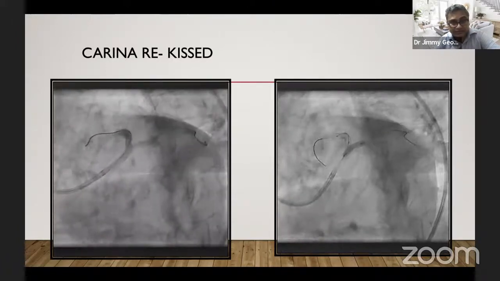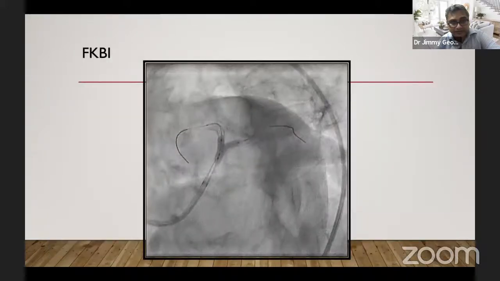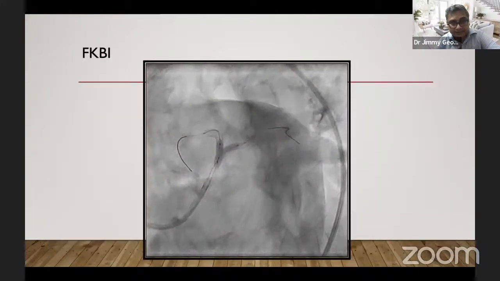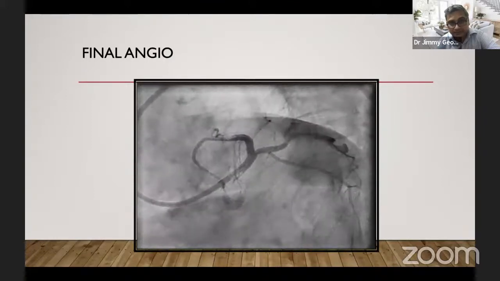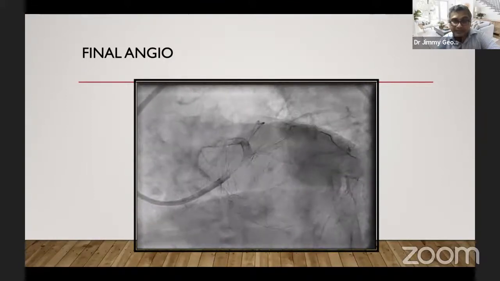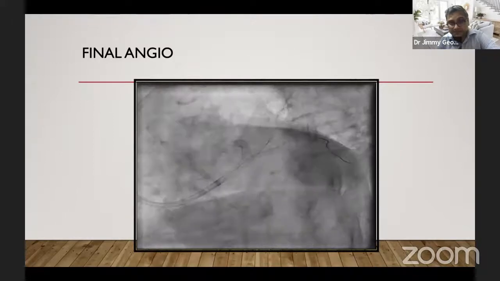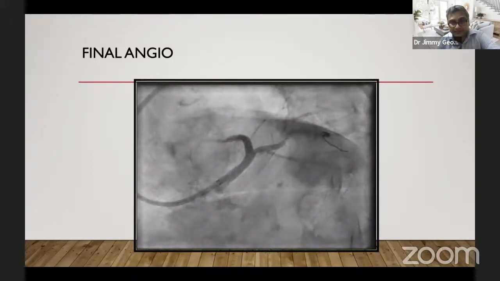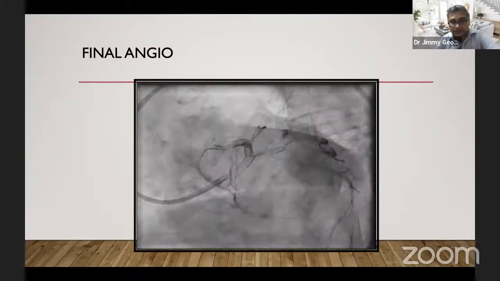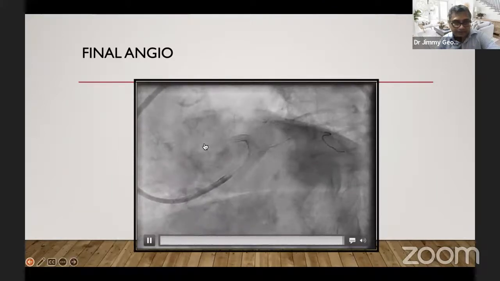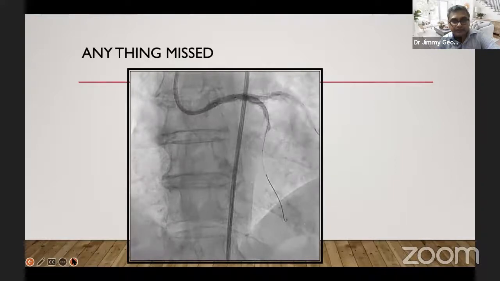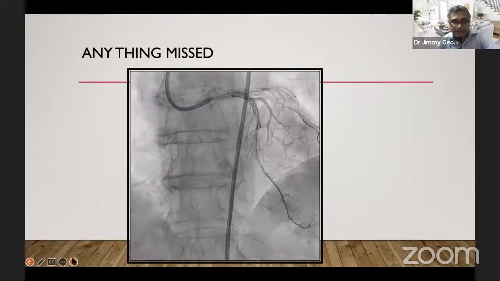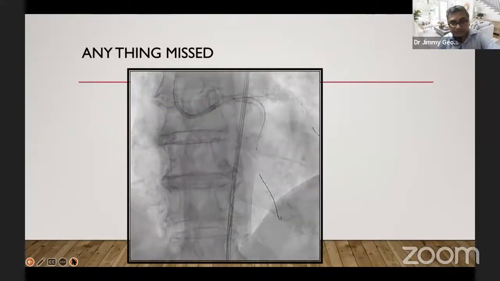So again, separate dilatation followed by a final kissing balloon dilatation. And fortunately, this time, no significant staining was noticed other than a bit of negative staining in the distal circumflex. So that was the final part, done with a 4-8 balloon.